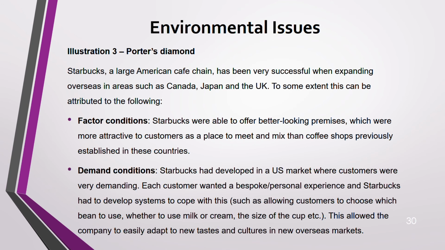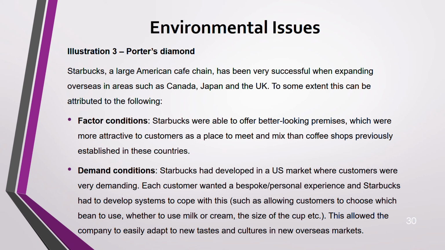Coming to the demand conditions, Starbucks has developed in a US market share where customers were very demanding. They have been demanding a lot of things. What is it? They wanted a bespoke. Bespoke means one to one. You are giving them a personal experience. People in US started demanding personal experience, one to one. So Starbucks understood this need at the very beginning, and they started developing their system so that they can cope up with this flexibility, with that bespoke experience that customers were demanding.